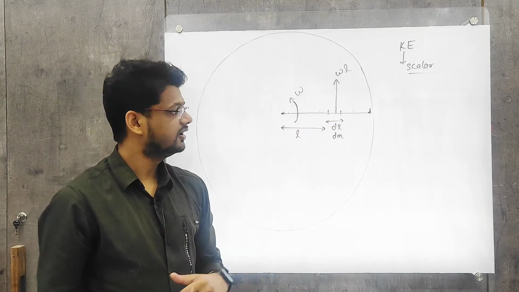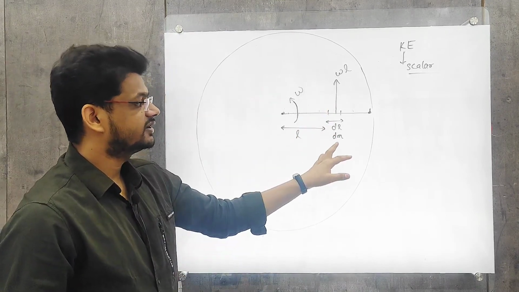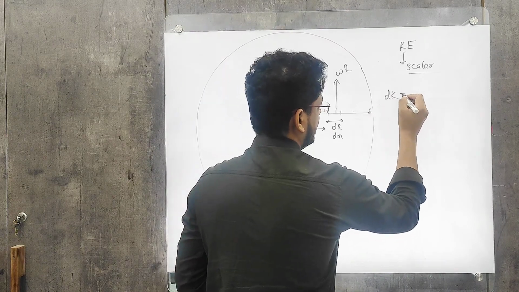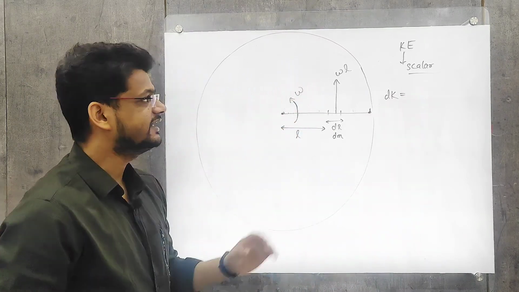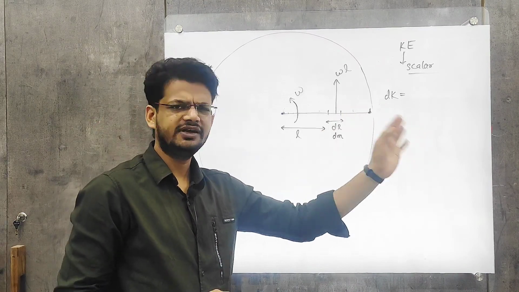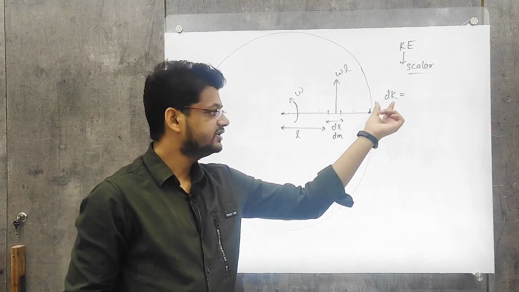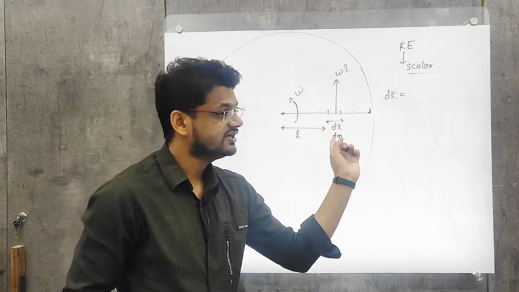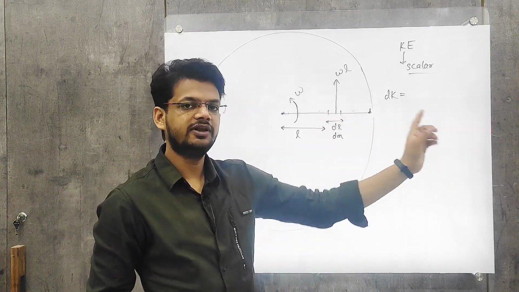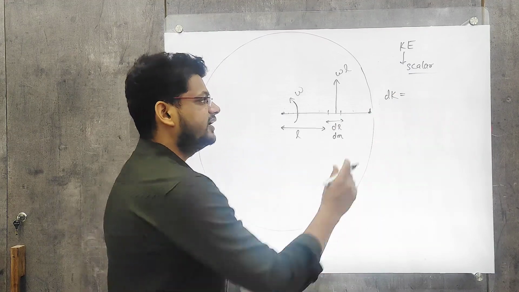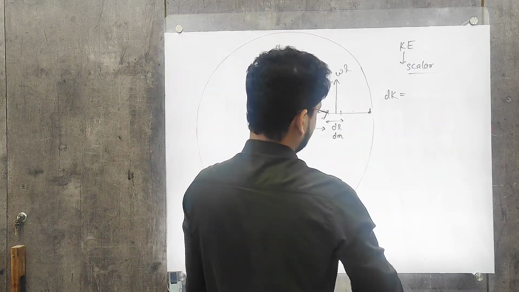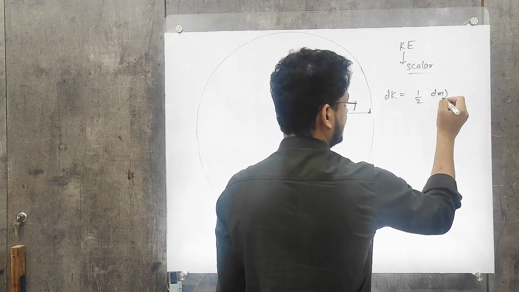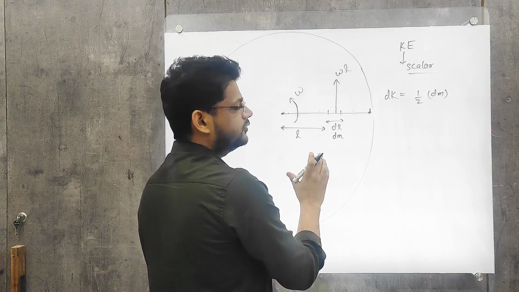Omega into small l. Now let us first find the kinetic energy of this portion. I will denote it by dk, either dke or simply dk. Why dk? Because the element is very small, so the kinetic energy associated with this element will also be infinitesimally small. So dk will be half m, that is dm, into velocity square.